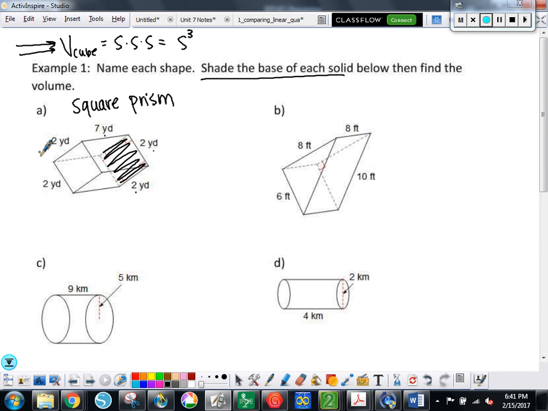Now, if I wanted to find the volume of this prism, volume equals the area of the base, which is 2 times 2, times the height of the prism, 7. Plug that into your calculator or do it in your head, and it is 28 yards cubed. You have to have the units on there. Normally, I'm not super picky about that. However, I do want to make sure you know what dimension we're working in, which would be cubes.